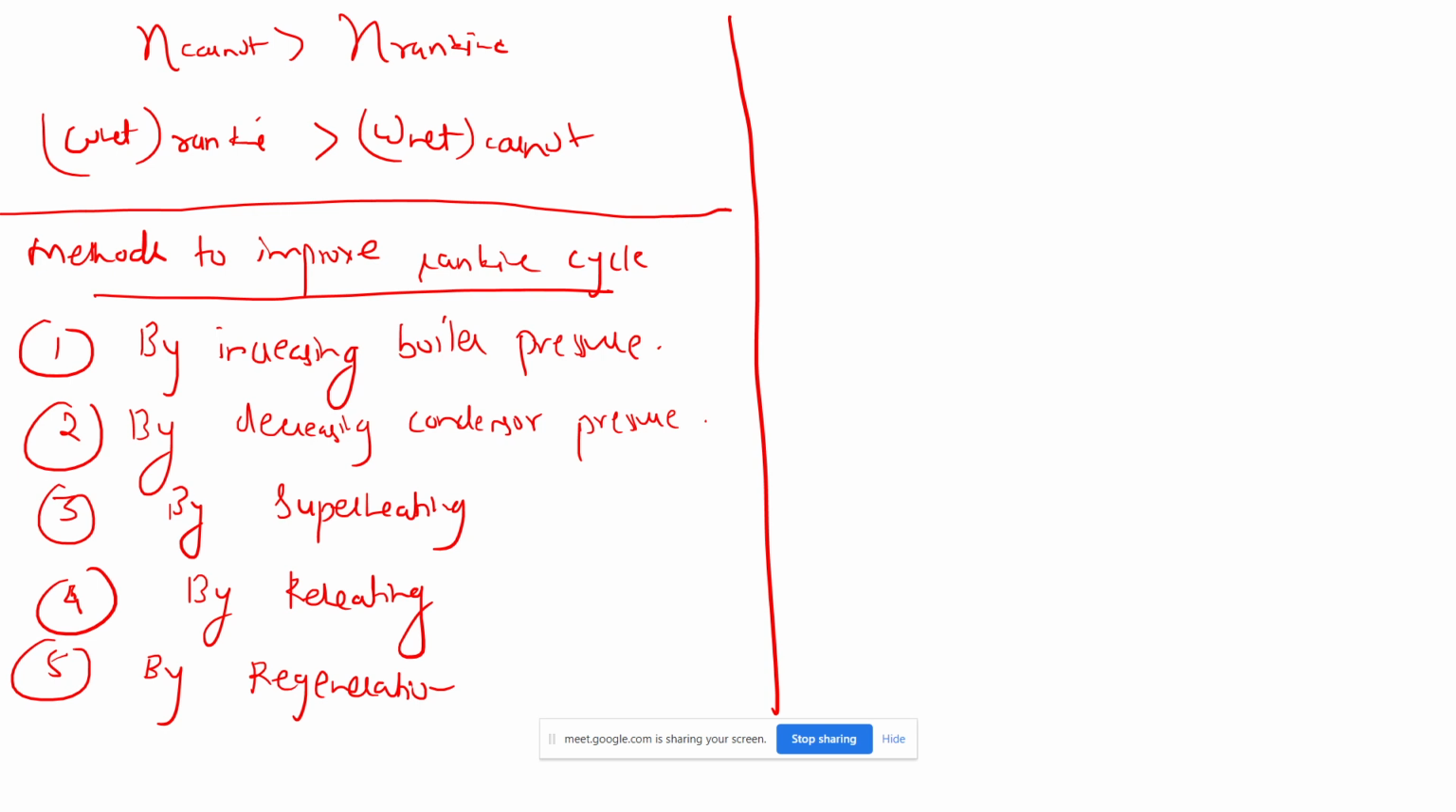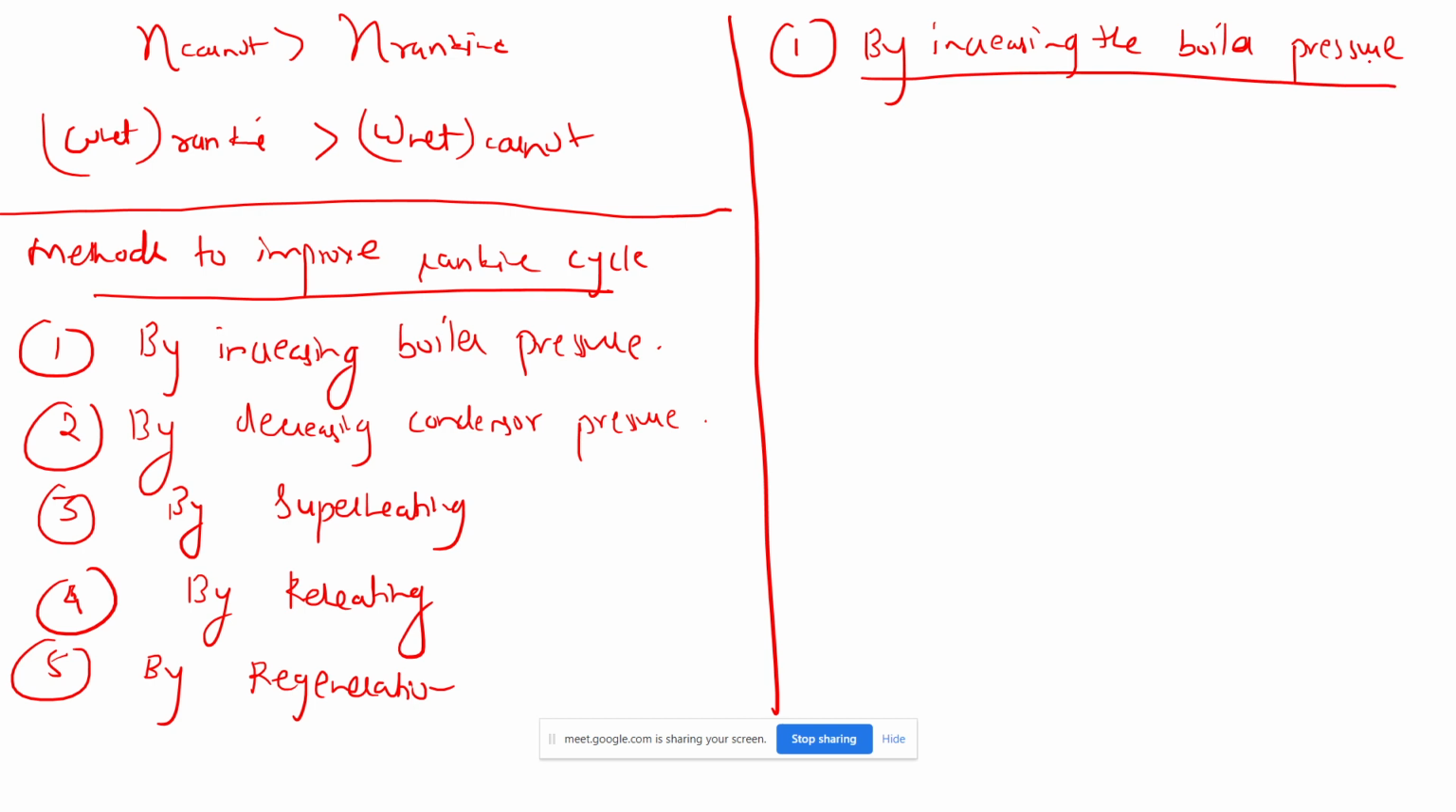So we will discuss all these one by one. Okay. So first we will start with case 1, that is, what will be the effect if we are increasing the boiler pressure. Okay, we are increasing the boiler pressure.